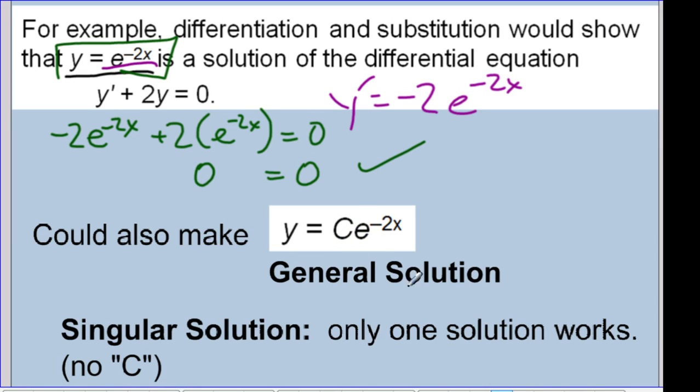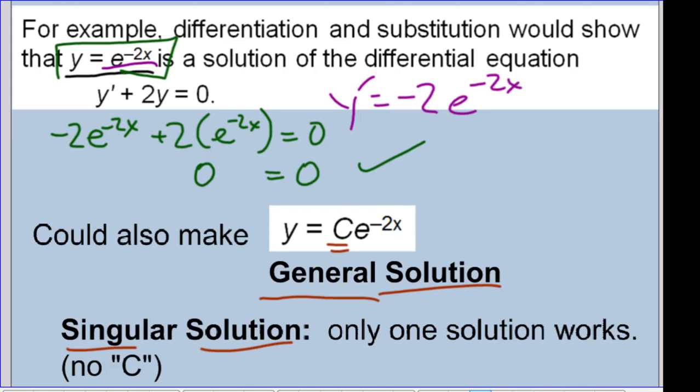We can also come up with something called a general solution. When we have a general solution, it means there's a constant in front, like c times e to the negative 2x. Sometimes that means c could be any number, so this will be called a general solution. In some cases, we only have a singular solution. That means there's only one possibility: c can only equal one thing, it can't just equal anything.